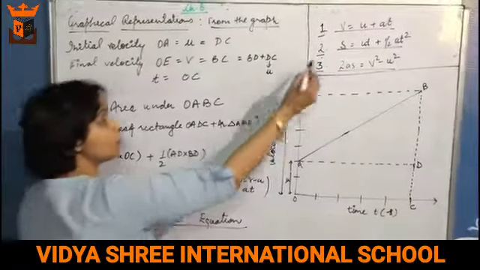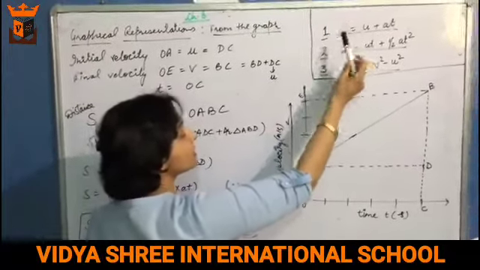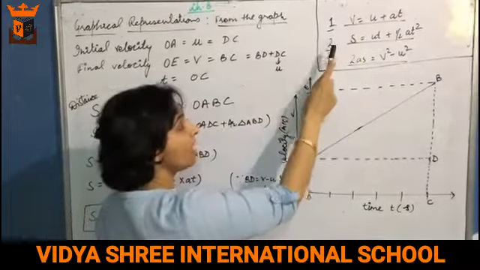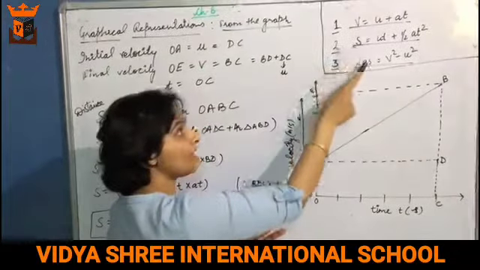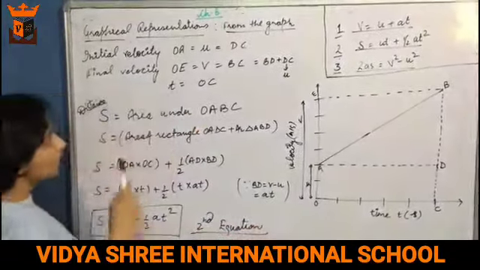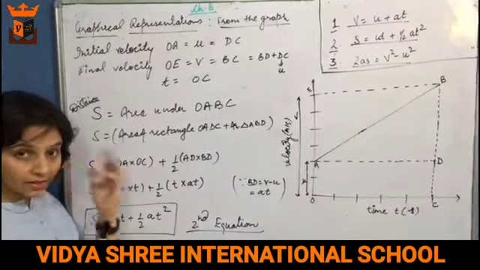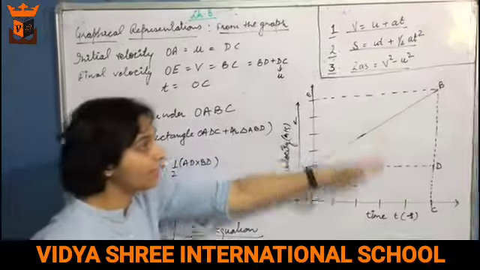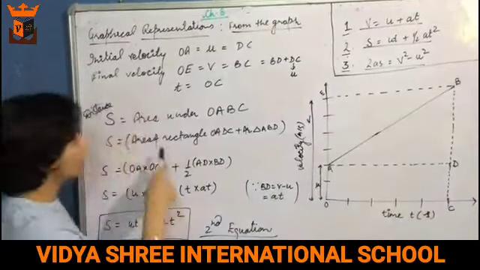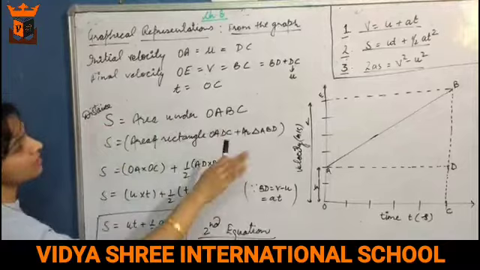In the first equation we focused on V because we were to calculate V, while in the second and third we will be focusing on S. S is what? Distance. Distance traveled is what? You have already done in graphical representations that area under velocity time graph is distance traveled. So here we will be discussing distance.